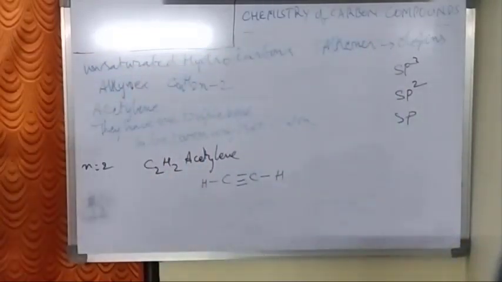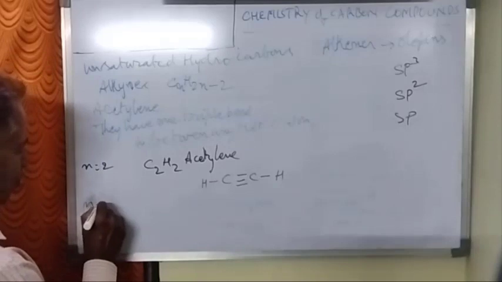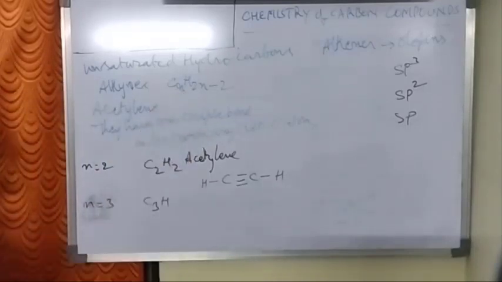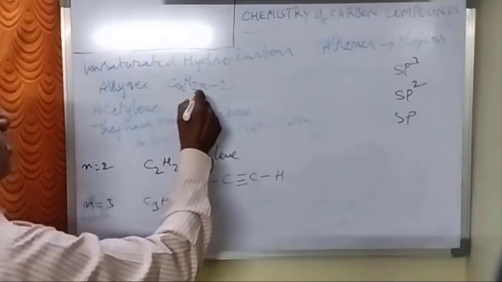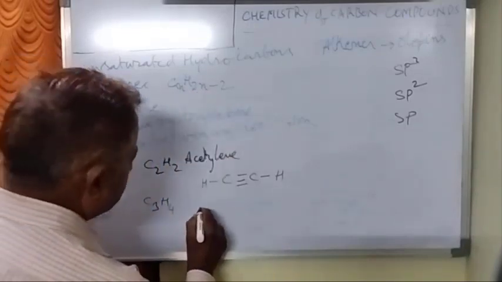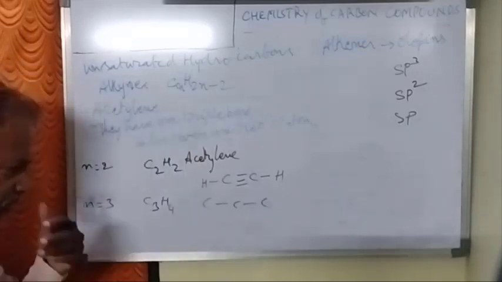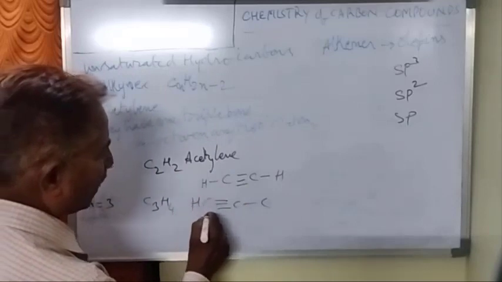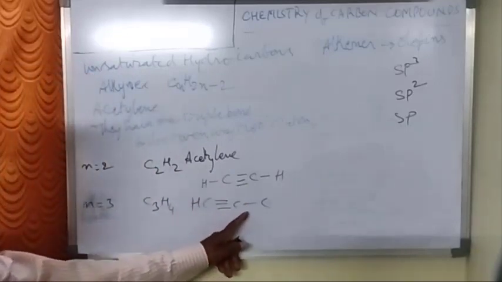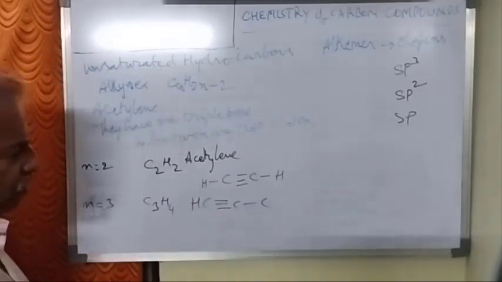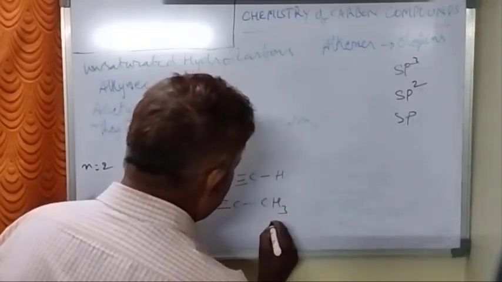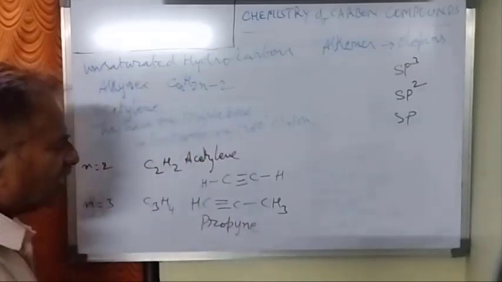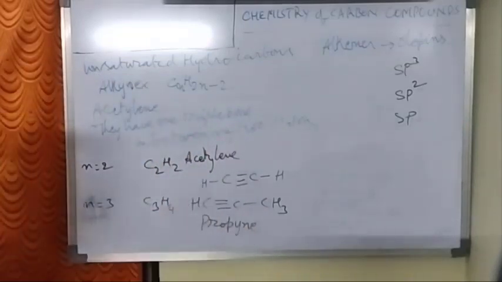Now, n equal to 3. C3, in place of n you put 3, 2 times 3 is 6 minus 2, C3H4. Keep 3 carbon atoms one after the other. In between you put a triple bond, and the end carbon is CH3. The middle carbon already has 4 bonds, therefore no hydrogen atoms are there. This is CH3. The IUPAC name is propyne, or this is methyl acetylene.